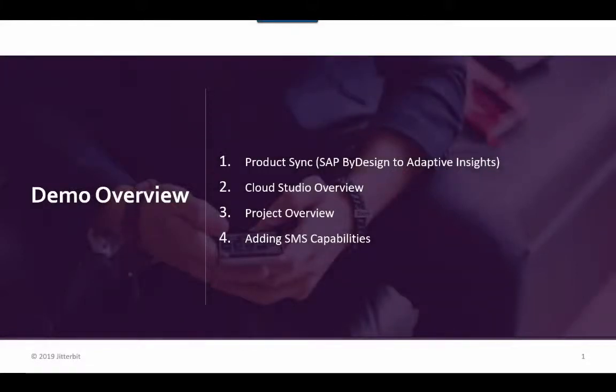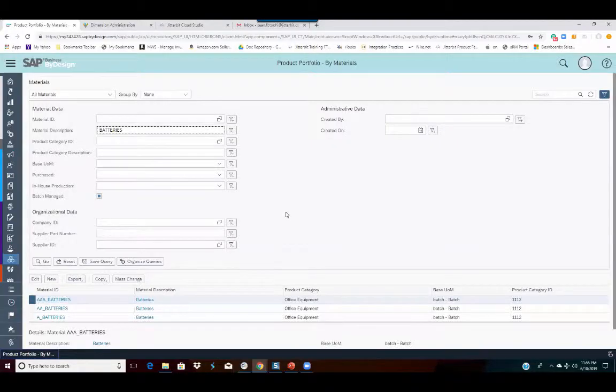In this demo, we'll cover product synchronization between SAP ByDesign and Adaptive Insights. We'll do a quick overview of our Cloud Studio Designer. We will specifically look at the project that was built for this specific demo, and we will also add some SMS capability to our project on the fly. So let's get started. The first step is to look at SAP ByDesign.